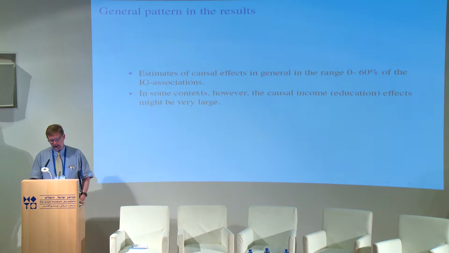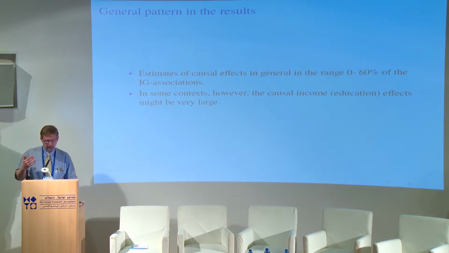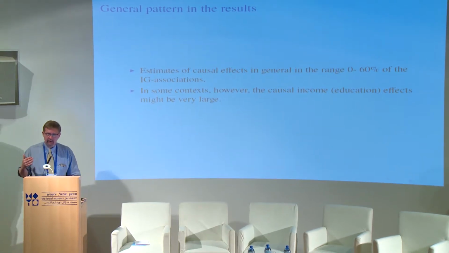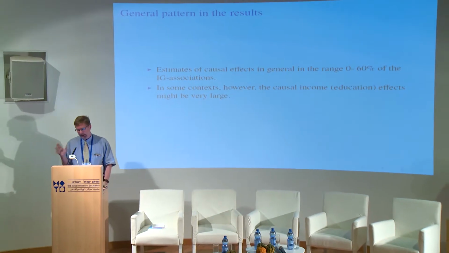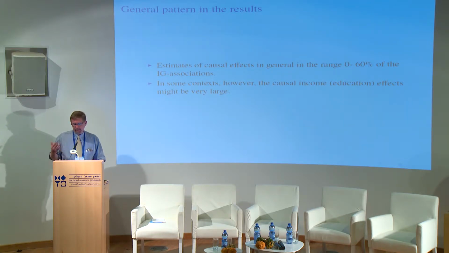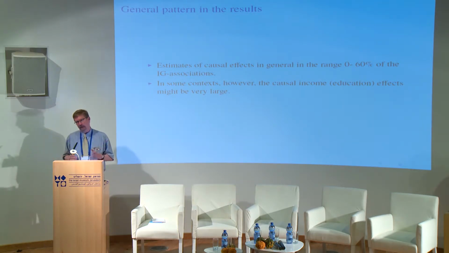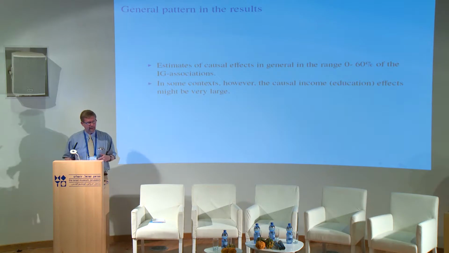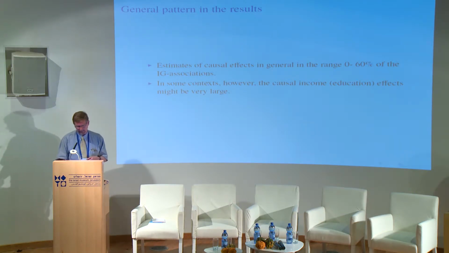The estimates of these causal effects in general are lower, sometimes a lot lower than the intergenerational associations themselves. They range from about 0 to 60% of the intergenerational effects. There are examples where the causal effects can be very large. We probably think there of people who are really in the corner of the distribution of parental resources, for instance, and you raise their levels, then this might have a big impact. But in general, the causal effects are very, very small.